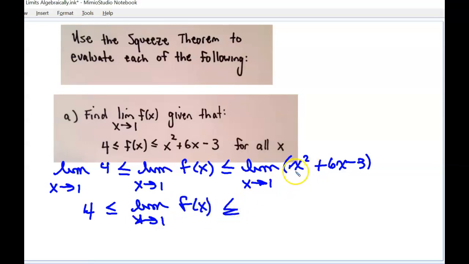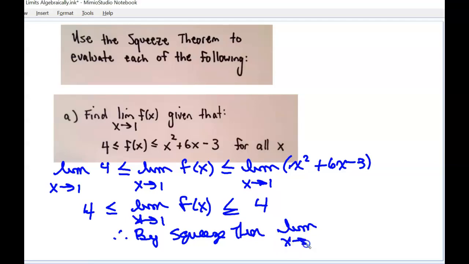Again, plugging in, I get 1 plus 6 minus 3. This is also going to be 4. Therefore, by the squeeze theorem, the limit as x approaches 1 of the function f of x is also going to equal 4.